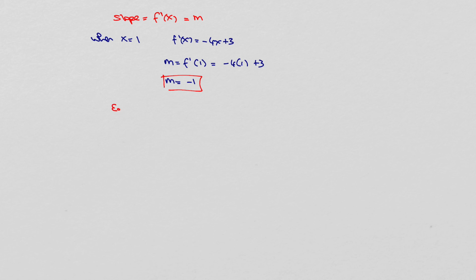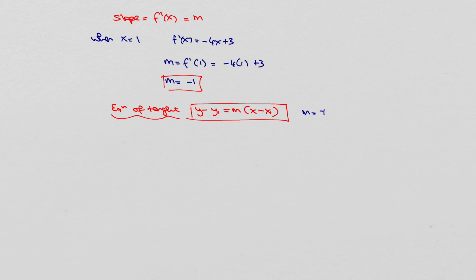So therefore I can find the equation of the tangent to the curve using y minus y1 equals m times x minus x1, where the slope is minus 1 and our point is 1, 3. So we have y minus 3 equals m times x minus 1. So multiplying out my brackets, I have minus 1 times x, and minus 1 times minus 1 is plus 1. Bringing everything to one side gives me x plus y minus 4 equals 0. So therefore that is the tangent at the point 1, 3.